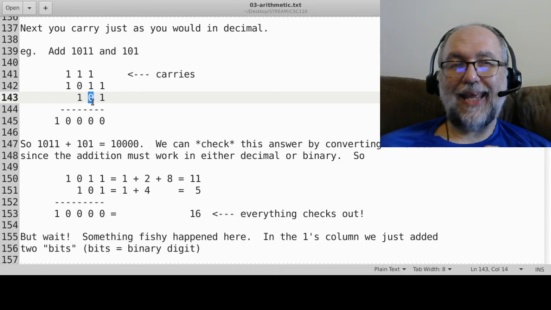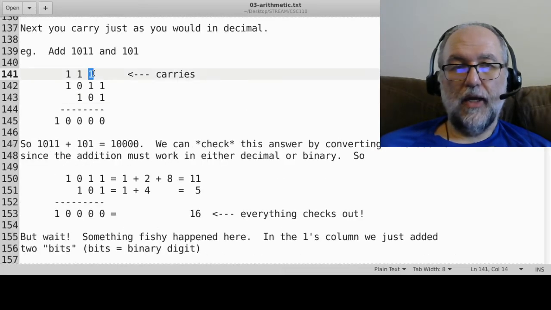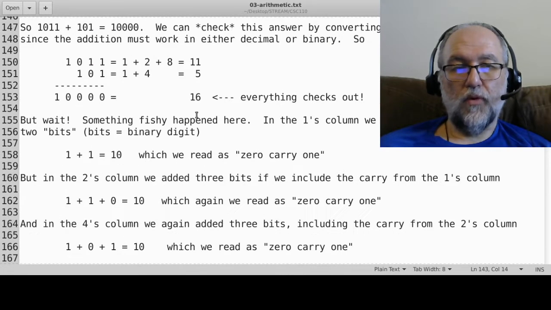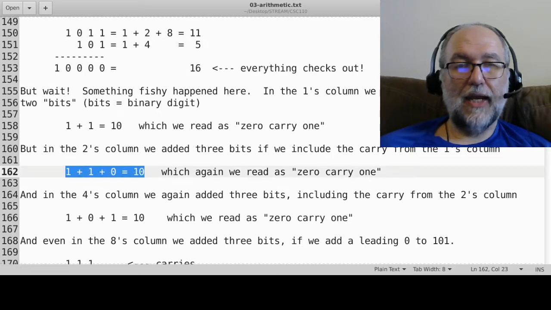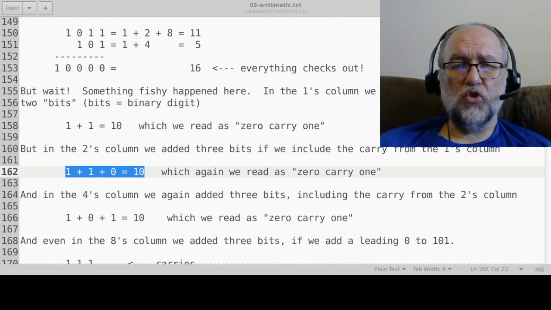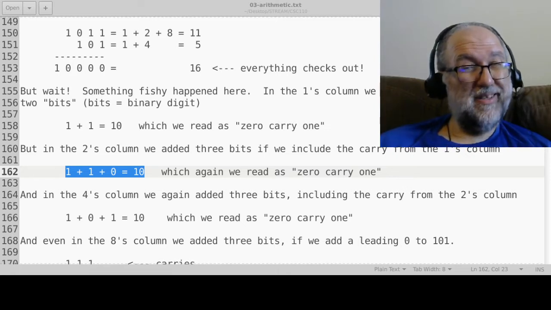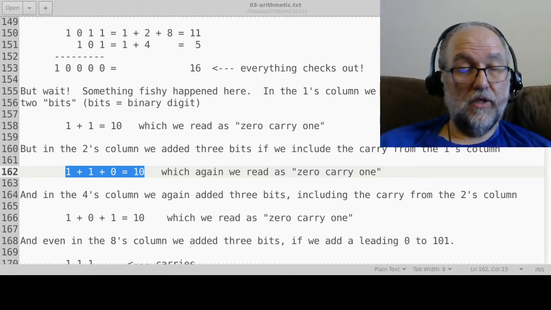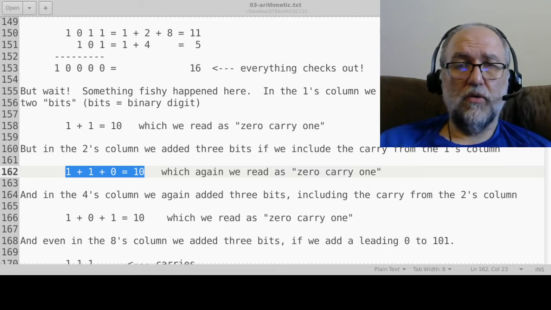So what I'm really adding in the 2's column here is 1 plus 1 plus 0. Okay, so in the 2's column, I was actually adding 1 plus 1 plus 0. Again, you say, well, you could just drop the 0. I know, but there's going to be some situations where you can't, and you'll see why in a minute. 1 plus 1 plus 0 is the same as 1 plus 1, which is 1, 0. Again, I would say 0 carry 1.